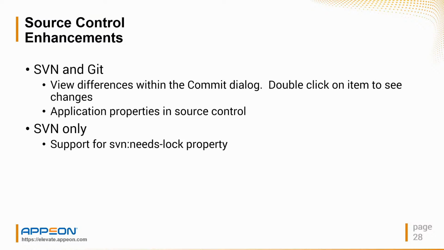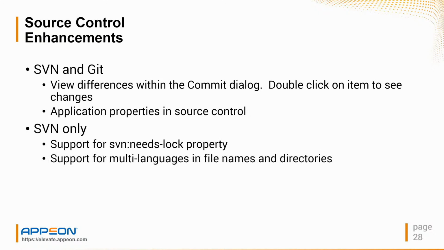SVN needs lock says you aren't allowed to edit an object unless you check it out first. So if you lock an object and you start working on it, that prevents other developers from even working on it until they are able to check it out. And that means you've submitted your changes and you don't get the merge conflicts. Okay, so rather a long explanation there, but it's a really important feature.